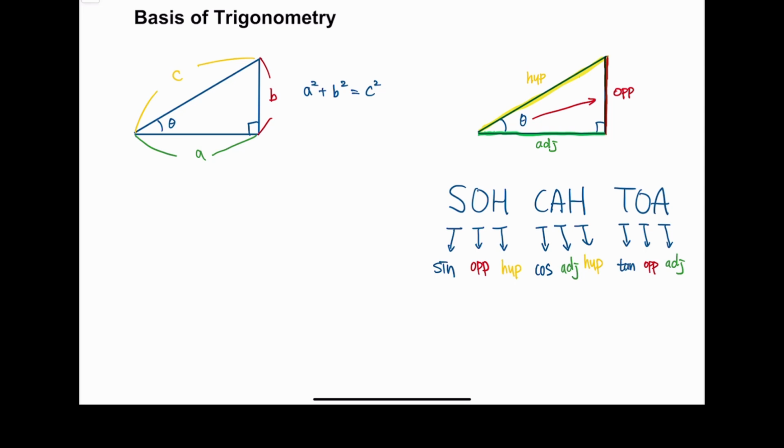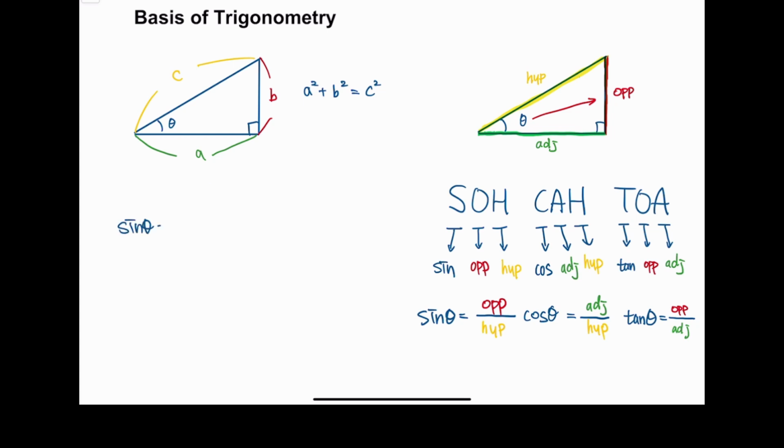So SOH means sine can be expressed as a ratio of opposite over hypotenuse. CAH means cosine is expressed by adjacent over hypotenuse. Similarly, TOA is the tangent expression with the ratio of opposite over adjacent. Using these ratios, we can find sine theta, cosine theta, and tangent theta values with side lengths of a, b, and c for this above right triangle.